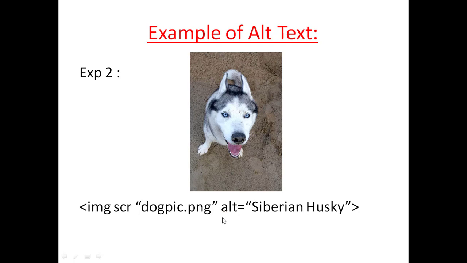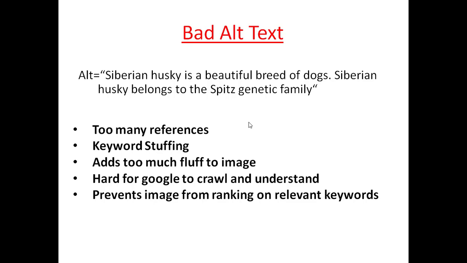And then you put an alt tag with the alt text here. You start with alt equals, inverted commas, and write your alt text in between. So in this case I will write Siberian Husky. So this is the alt text of this image. I hope you understood. Let's move on to the next slide.